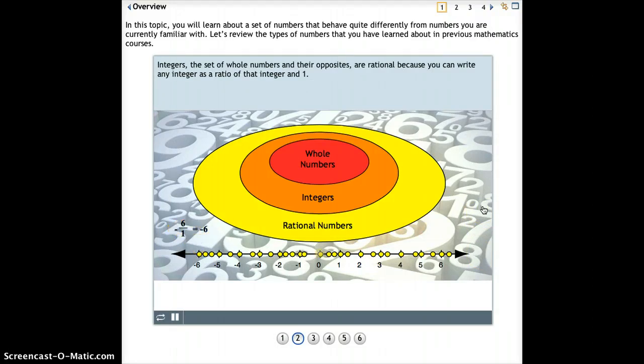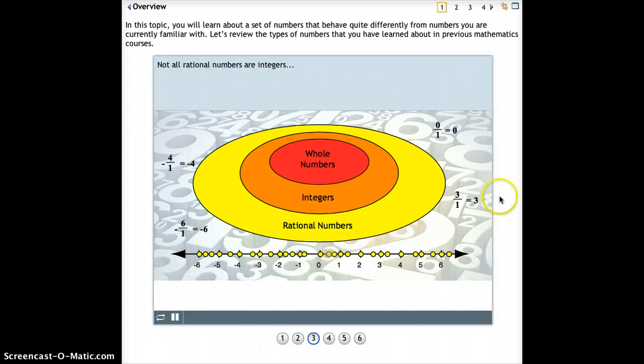Integers, the set of whole numbers and their opposites, are rational because you can write any integer as a ratio of that integer and 1. In other words, 1 can become the denominator. But not all rational numbers are integers.